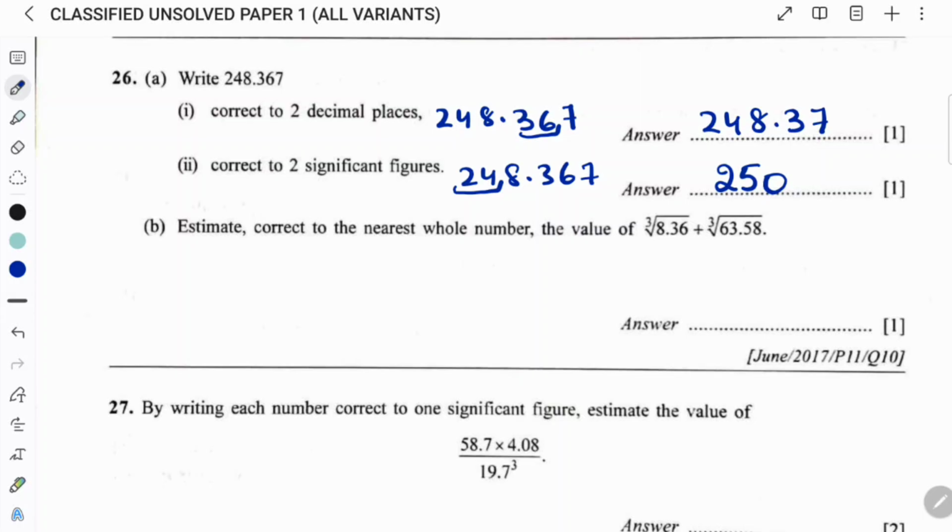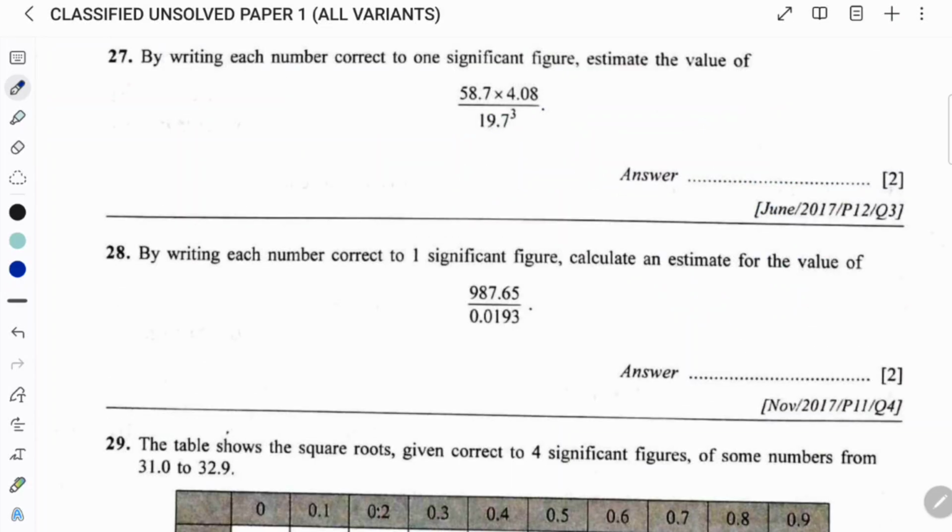Estimate, correct to the nearest whole number. So this is cube root of 8 plus cube root of, obviously, 64. Cube root of 8 is 2 and cube root of 64 is 4, and 2 plus 4 is equal to 6. So 6 is the answer. Alright, so the same type of questions are repeating. I hope that's all for the estimation in the non-calculator series.